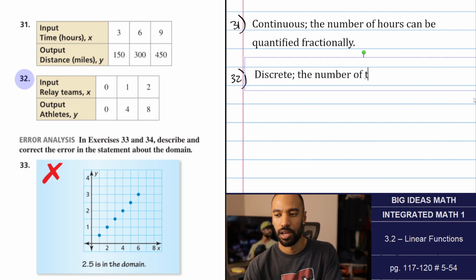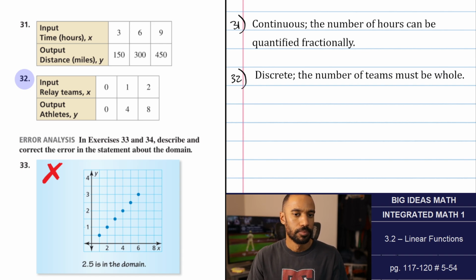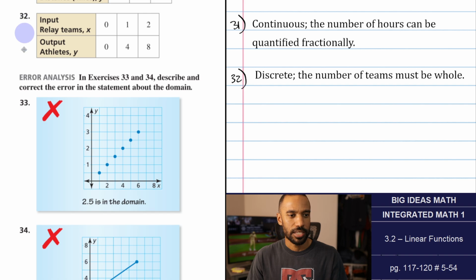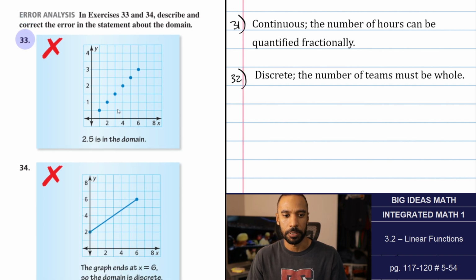The number of teams must be whole: 0, 1, 2, 3, 4, etc. Okay, in exercises 33 and 34, describe and correct the error in the statement about the domain.